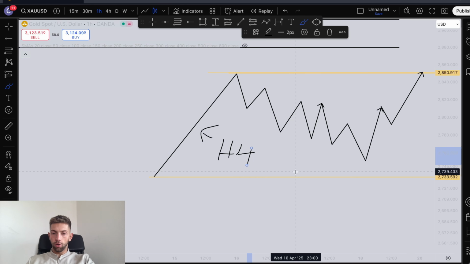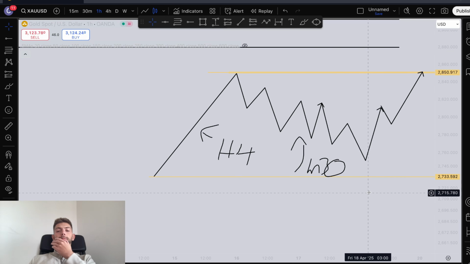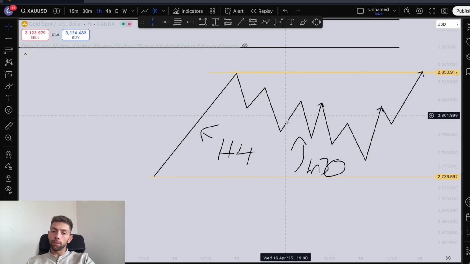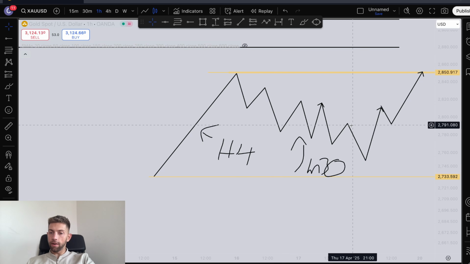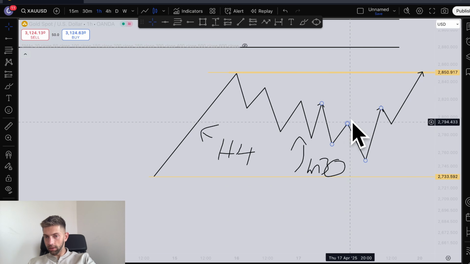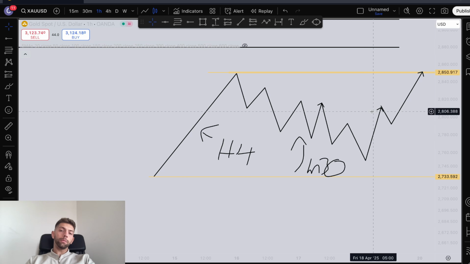And let's call this whole pullback M30, the 30-minute time frame. H4 is bullish all the time, but H1, M30, and M15 were trending bearish. And when price broke structure on the lower time frames right here, M30, M15, resulting in a new higher high, then H4, H1, M30, M15, possibly M5, everything is bullish at this point.